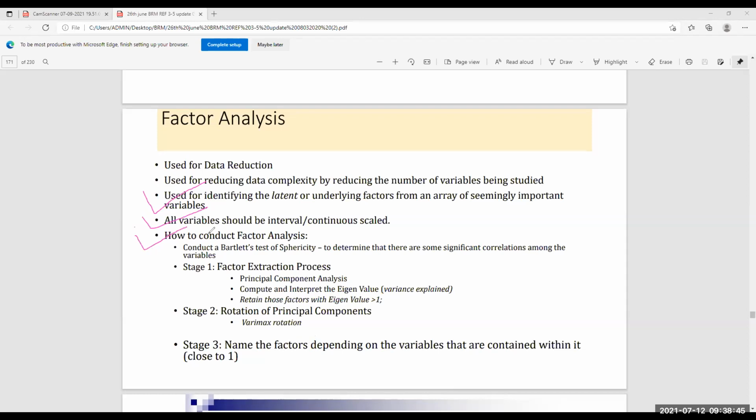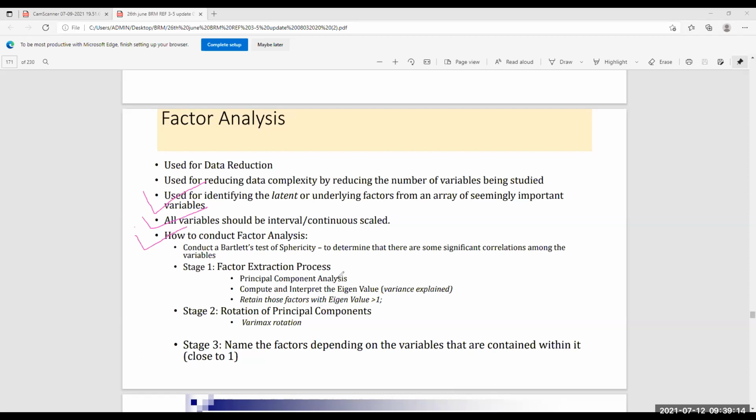So how do you conduct the factor analysis? It's given here. The factor analysis can first be done by conducting Bartlett's test of sphericity to determine that there are some significant correlations among the variables. That's something that you need to remember. I'll be inputting the videos also, instructional videos, should you require to refer to this in the future. Stage 1 would be to extract the factors, which is called the factor extraction process, by principal component analysis. All right, this is something that you need to remember.